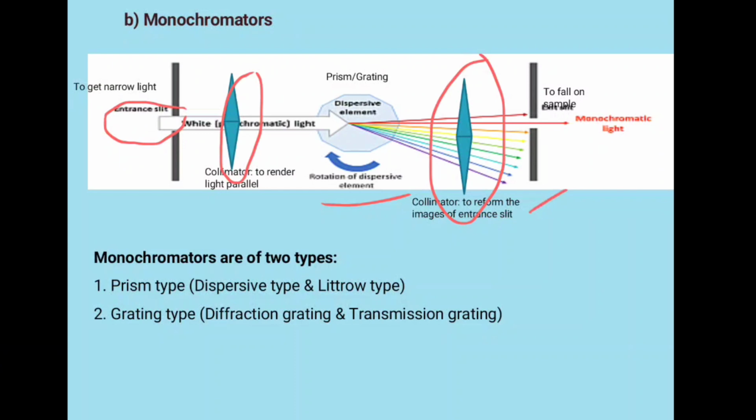Let us see the different types of monochromators. Monochromators are of two types. Prism type, and prism type is of two types: dispersive type and Littrow type. Then grating type, again of two types: diffraction grating and transmission grating.